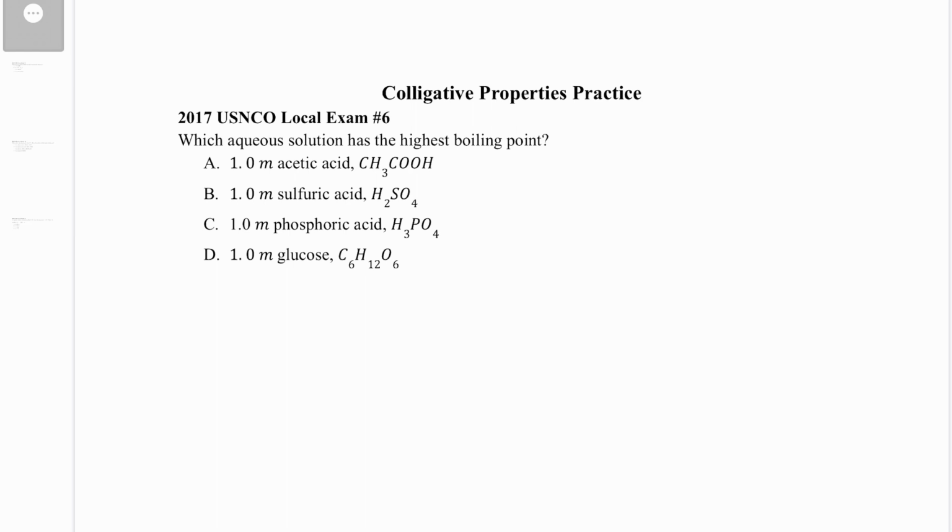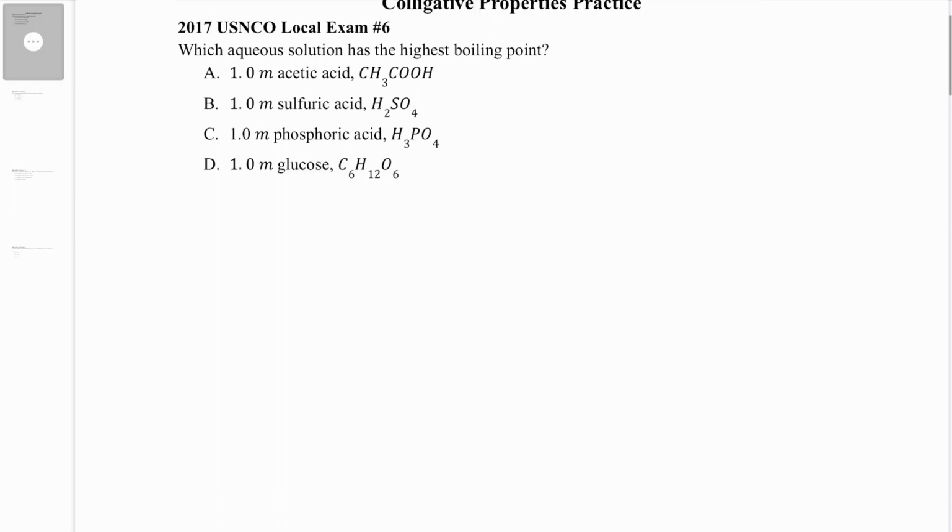Let's get started with the first question, which is the 2017 USNCO local exam number 6. It asks which aqueous solution has the highest boiling point. Since we're dealing with boiling point, we know that we're going to need to use change in TB equals KB times M times I. Change in TB is the change in the boiling point, or the boiling point elevation. KB is the constant, M stands for molality, and I stands for the Van 't Hoff factor.